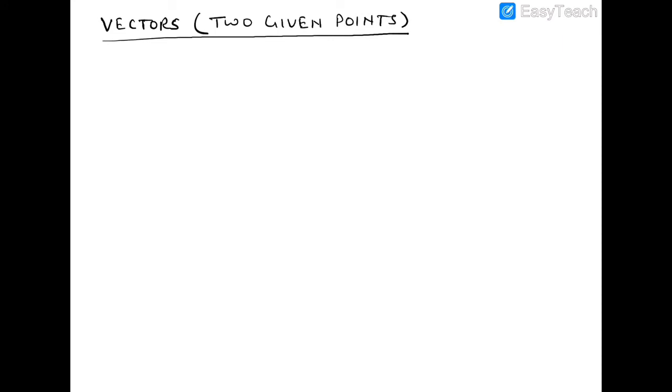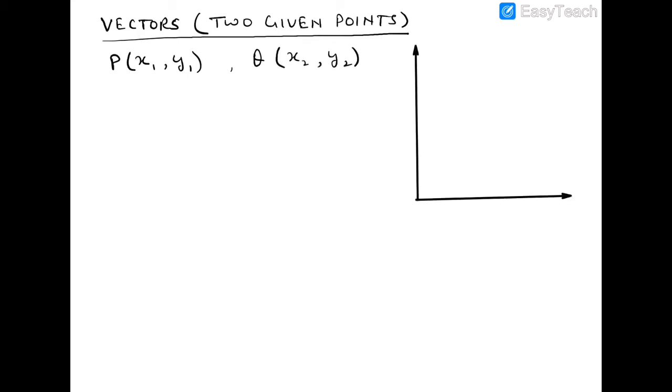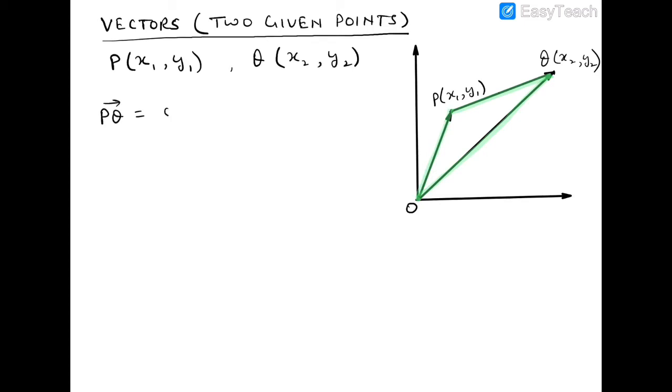Now when 2 points are given, let's say P(x1, y1) and Q(x2, y2) be 2 given points. Then let's plot these 2 points on the plane. So P(x1, y1) and Q(x2, y2). Now join these points to the origin. So we will get OP and OQ, and then PQ will be equal to OQ minus OP. So vector PQ is equal to OQ minus OP.